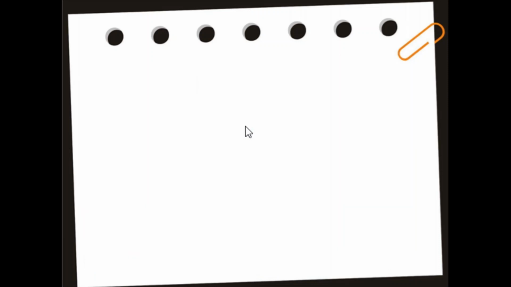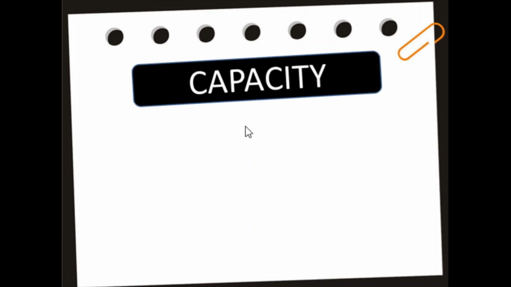Then, we are done with knowing the measuring tools and how to measure dry goods and liquid goods. So now, we are going to move on to another topic, and that is all about capacity. Now, repeat after me. Capacity. Okay, good job. C-A-P-A-C-I-T-Y. Capacity.